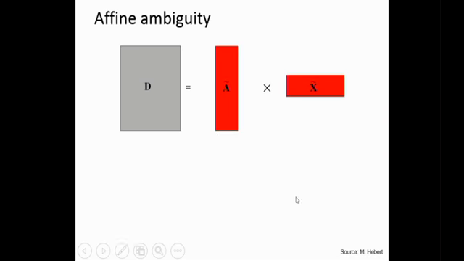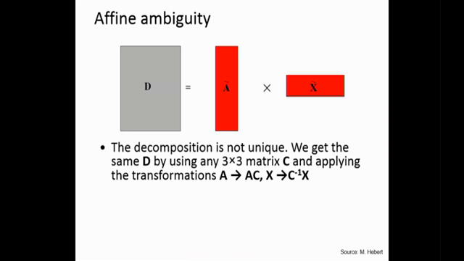But there's an ambiguity here. The ambiguity is that the decomposition isn't unique. So I could get the same matrix D if I post-multiply my A tilde by some C and then pre-multiply X by C inverse, right? So if I substitute AC for A and C inverse X for X, then it will still equal D. But then my A and my X would be different. So we need to resolve that ambiguity. In order to resolve that ambiguity, we need some additional constraints.